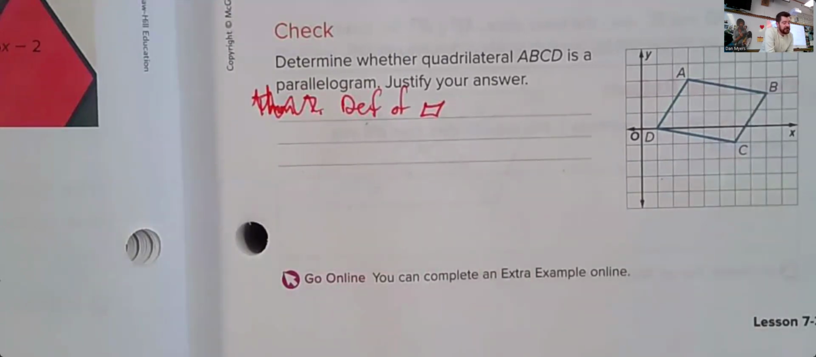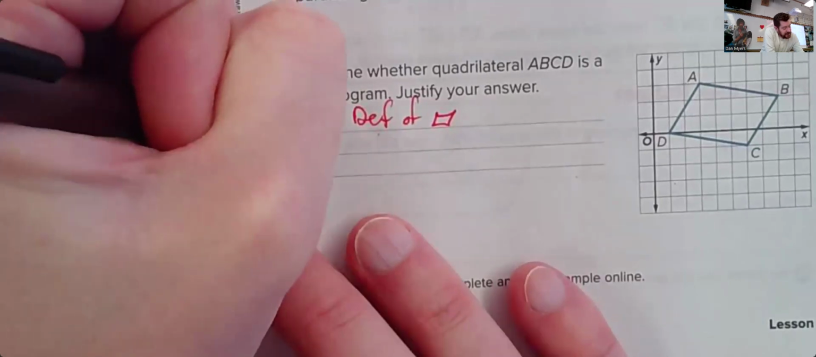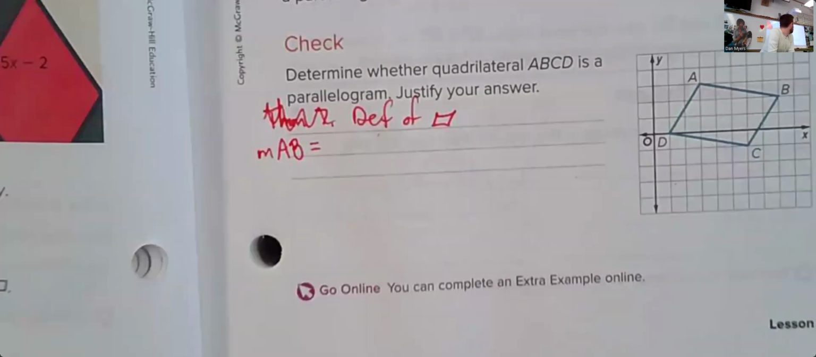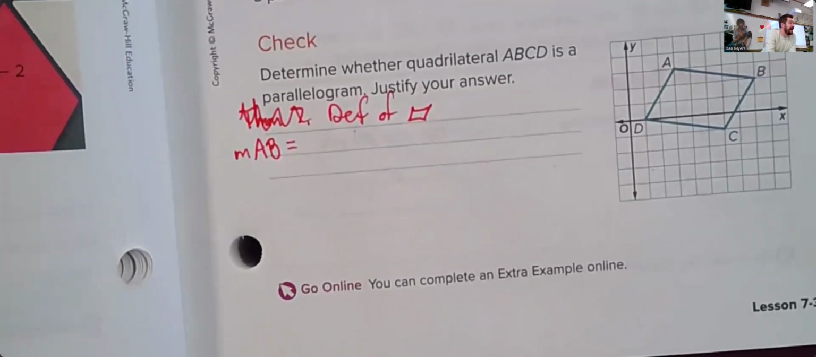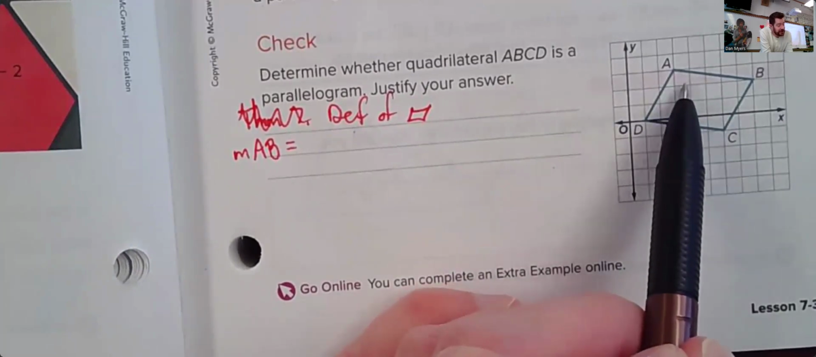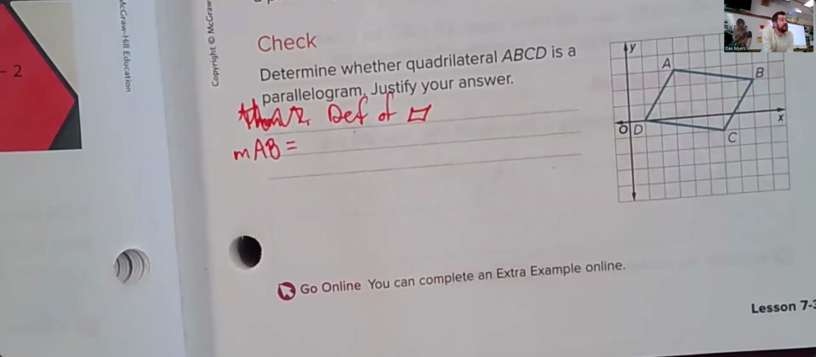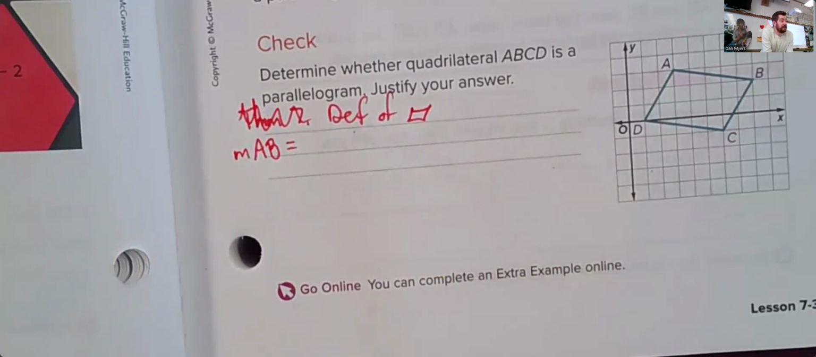So we need the slope of AB. So I'm going to say slope, so lowercase m, AB equals. Here's the nice thing about this: because it's on a grid already, we can just count. We don't have to do any math. So from A to B is down 1 and over 1, 2, 3, 4, 5. Down 1, over 5, so that's a slope of -1/5.